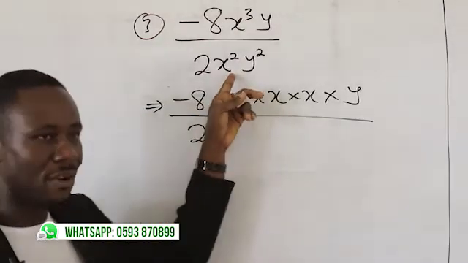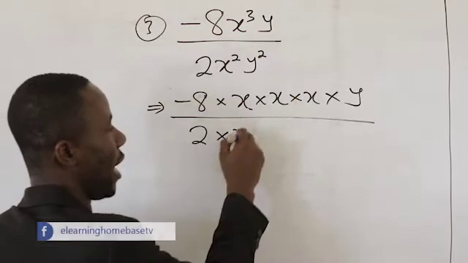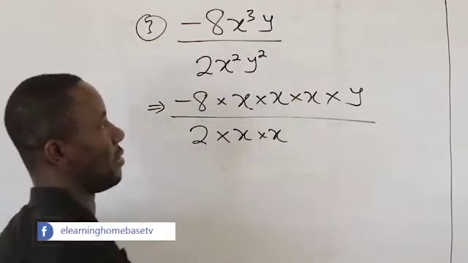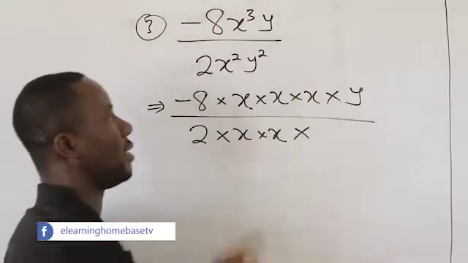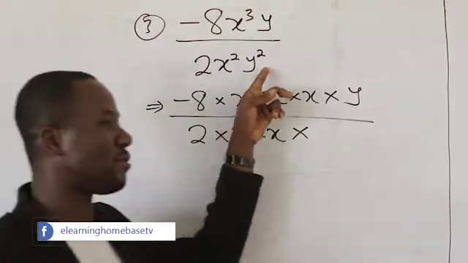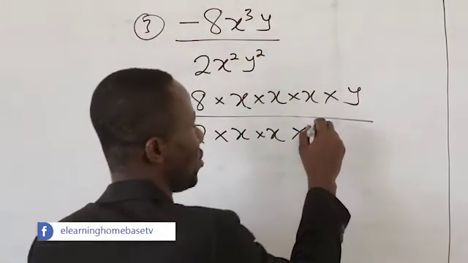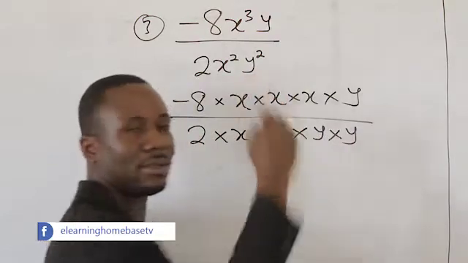X multiplying itself repeatedly 2 times. So x times x. Y also multiplying itself repeatedly 2 times. So y times y.